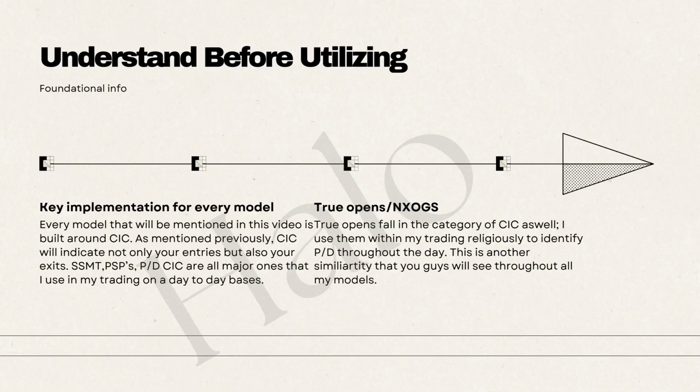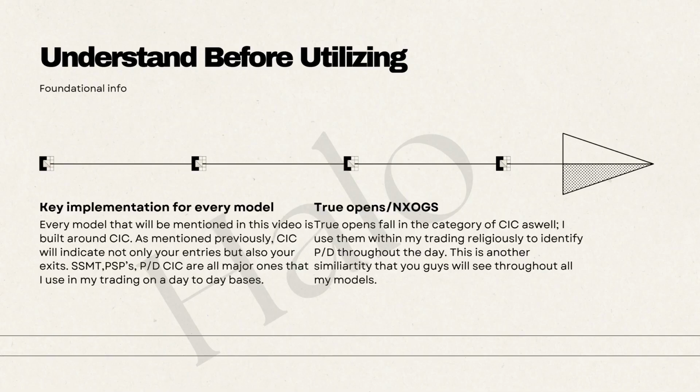They do, because I look at true open cracks and correlations: when one asset class goes above or fails to close above, or when one asset class touches the open and the other fails to do so. I use them within my trading religiously to identify premium and discount throughout the day. And it's not a price-based premium and discount like many of you think it is. Like, oh Halo, are you swing grading a range that has true open attached to it? No. I use it more as a revolving premium and discount.